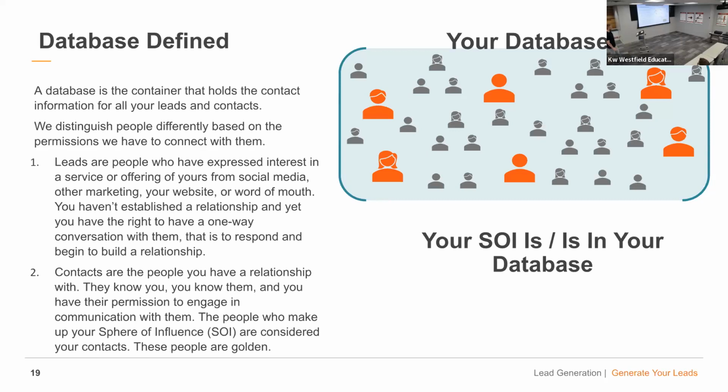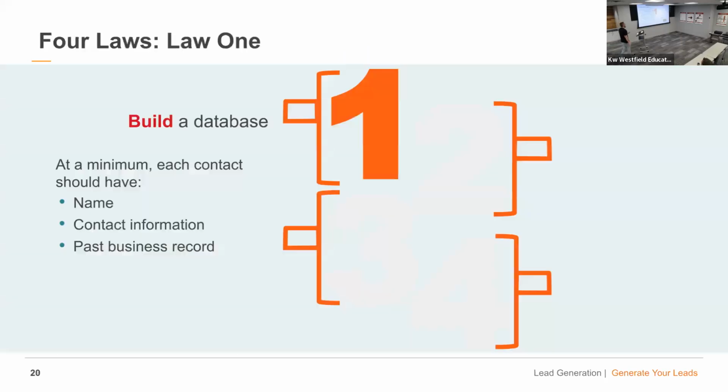This section, the way they described SOI, I agree with and I kind of disagree with, but they basically say the people who make up your sphere of influence are considered your contacts. What I take from that is that they are your contacts because you have two-way communication, but I wouldn't really say that your contacts are your SOI. Does that make sense? We'll get into that. So we're just going to quickly talk about the 4 laws of building a database, so you have an understanding of what the actual framework looks like.